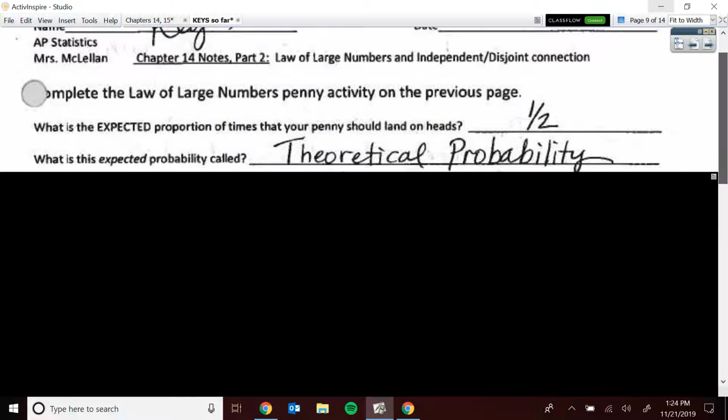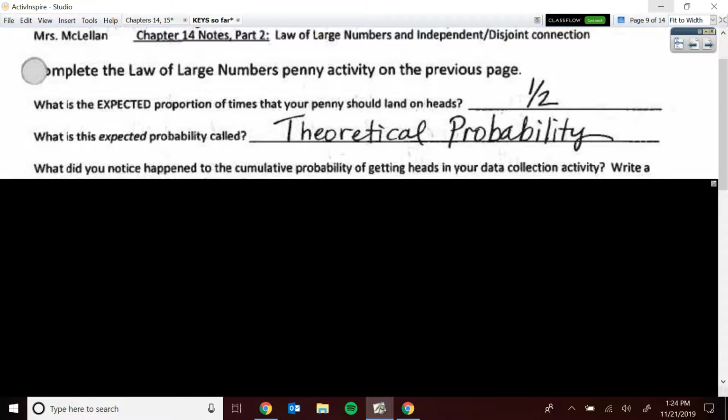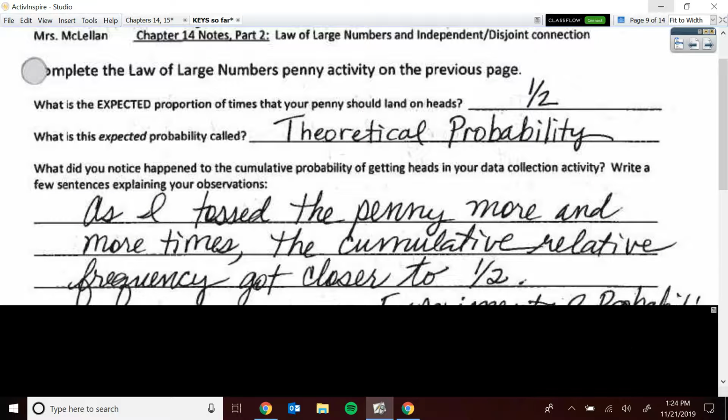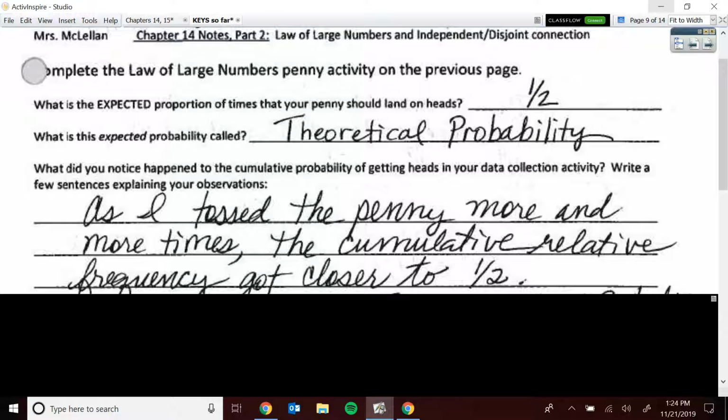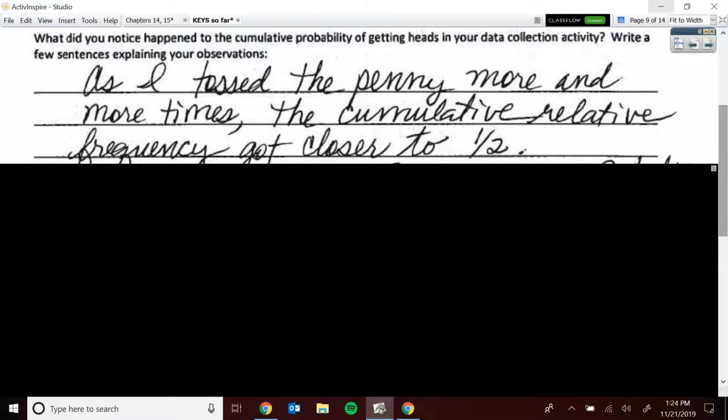But what happened when you did your activity? In general, what happened as you flipped the coin more and more times? The probability got closer to 1/2. So in general, you don't write exactly what I have here because mine's wordy. Say something shorter like, as I flipped the coin more and more times, the probability got closer to 1/2.